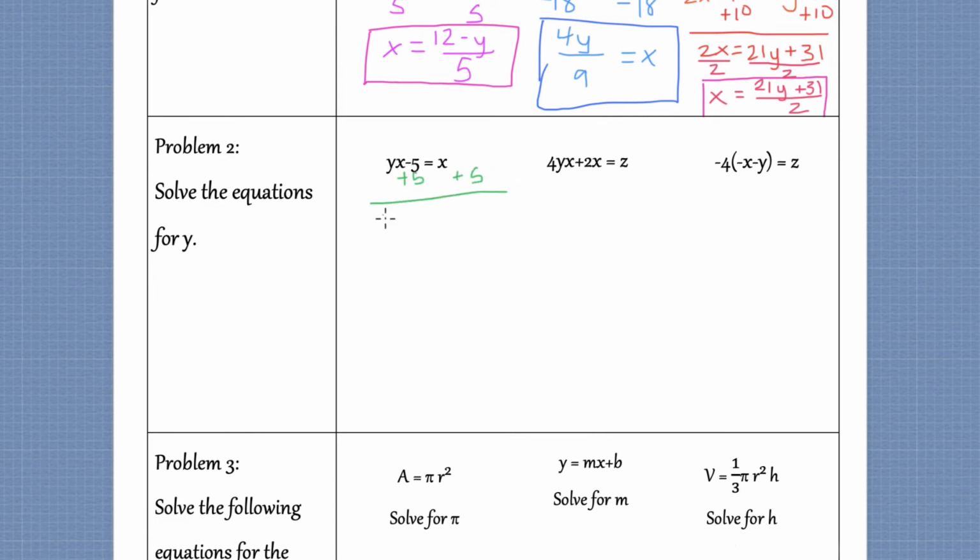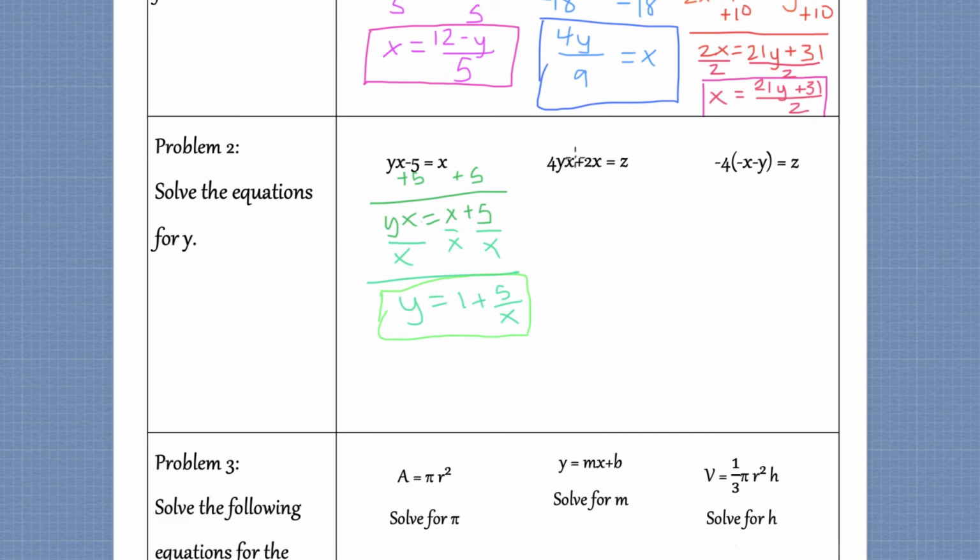And so yx, and then minus 5 plus 5 gives us just 0, which is nothing, is equal to x plus 5. Now we can divide both sides by x to just get the y term alone. So yx divided by x on this side, and then both terms on this side are going to be divided by x. And so yx divided by x leaves us with just y, which is going to be equal to x divided by x is just going to give us 1 plus 5 over x. And since this can't be simplified any further, this right here is going to be our final answer.